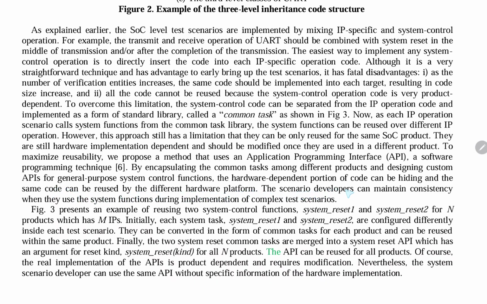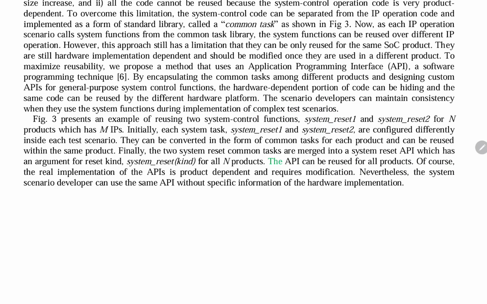So the scenario developers can keep them consistent when they use the system functions during the implementation of complex test scenarios. Figure 3 presents an example of reusing two system control functions, system reset 1 and system reset 2. For a known end product which has m IPs, initially each system reset 1 and system reset 2 are configured differently inside each test scenario. They can be converted into the form of a common task for each product and can be reused within the same product.